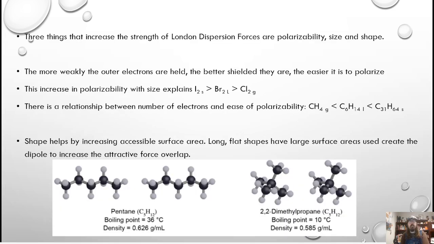Now there's three things that can increase the strength of these London dispersion forces. One of which is polarizability, the other is size, and the other is shape. Polarizability is probably the hardest to understand, but it's the idea that the more weakly the outer electrons are held, so essentially the better shielded they are, the farther they are from the nucleus, the easier it is to polarize them.